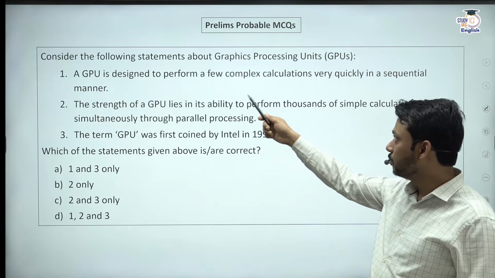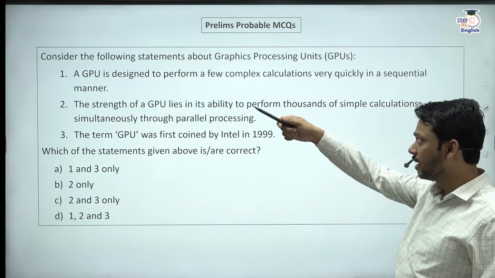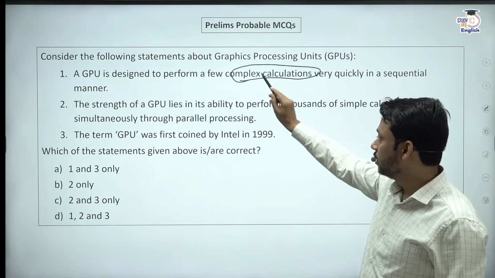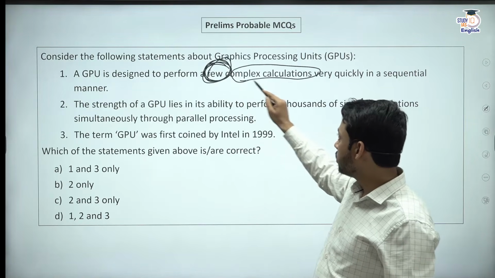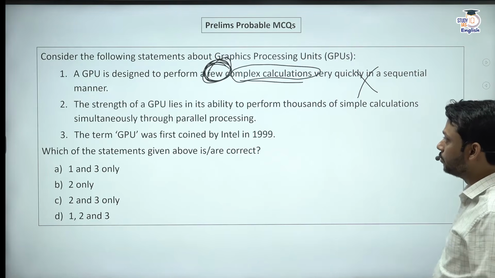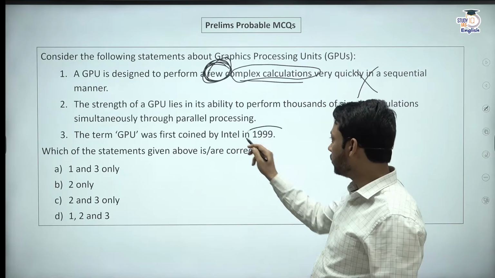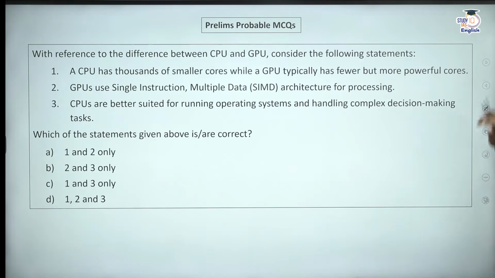A GPU is designed to perform a few complex tasks very quickly in a sequential manner. We have done this there as well. GPU is not designed for complex calculations. They are designed not for a few, but for many, millions of simple tasks. So this goes. The strength of GPU lies in its ability to perform thousands. This is right. The term GPU was coined by Intel in 1999. This is also right. So the answer should be C.